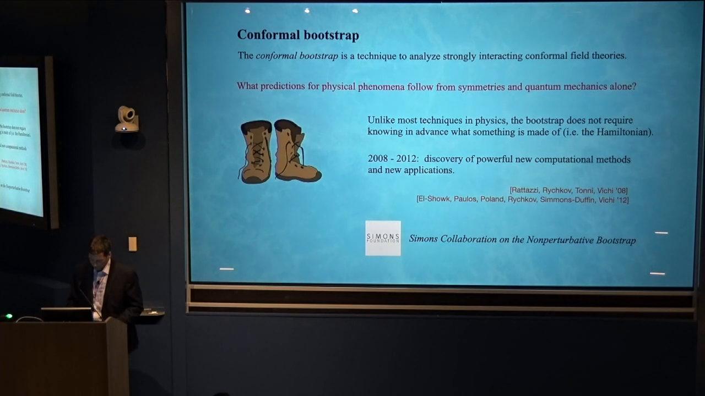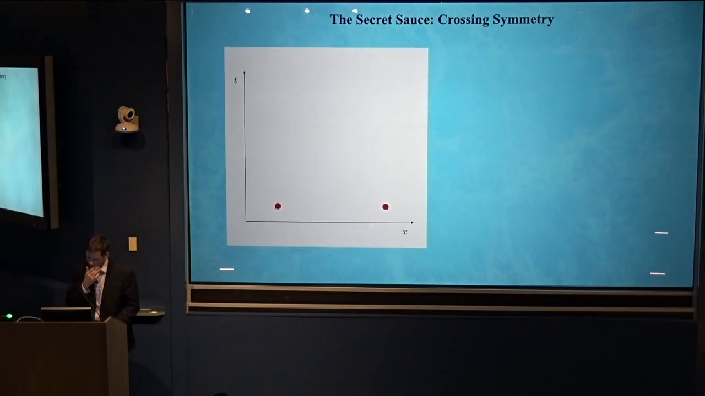So the bootstrap has a secret sauce, a key ingredient, and that secret sauce is called crossing symmetry. Crossing symmetry is a property of relativistic physical systems, which is very surprising, and here's how it works.